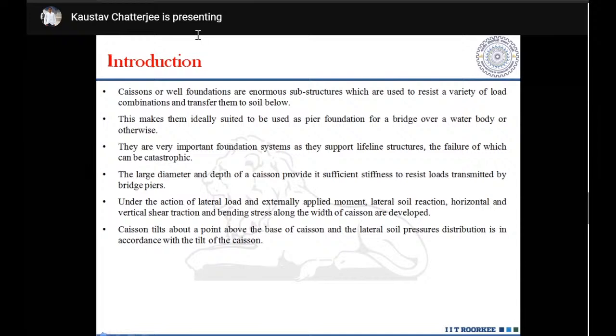Under the action of lateral load and externally applied moment, the soil reaction, horizontal and vertical shear traction and bending stresses are developed. And what happens to this caisson? It will tilt about a point above the base of the caisson. Why? Because it is a mostly rigid structure, it will tilt about a point above the base, and the lateral soil distribution is in accordance with the tilt of the caisson. However the caisson is tilting, the soil pressure distribution will be accordingly.